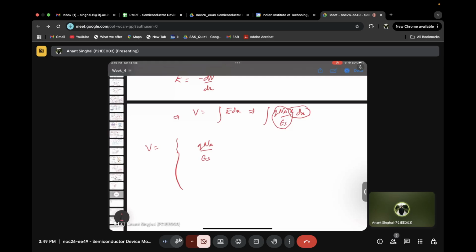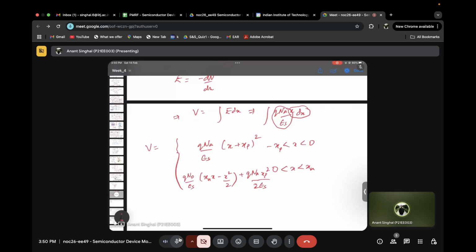I'm writing directly, so it will come out to be x plus xp whole square. And for the p side, this is when x is between 0 and xn, this will come out to be something like QND over epsilon s, xn times x minus x square by 2, plus QNA xp square over 2. Sorry. So you can do the integration by yourself at home.